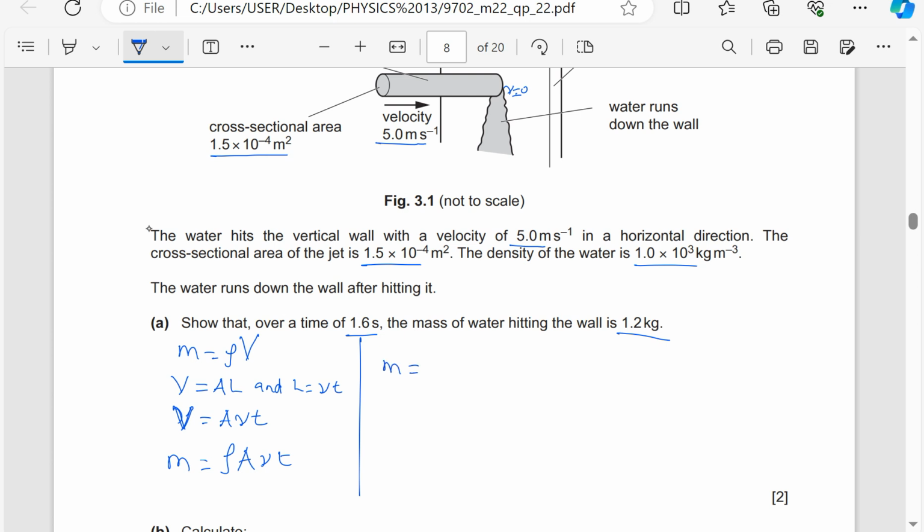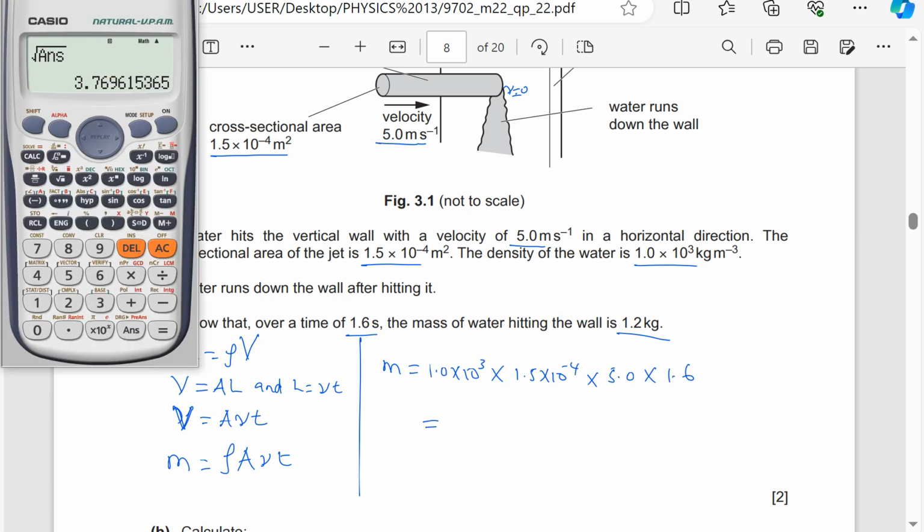Okay, so now I'll just substitute. The mass is going to be the density, which is 1.0 times 10 to the power of 3, cross-sectional area, which is 1.5 times 10 to the power of minus 4, the speed, which is 5 meters per second, and the time, which is 1.6.